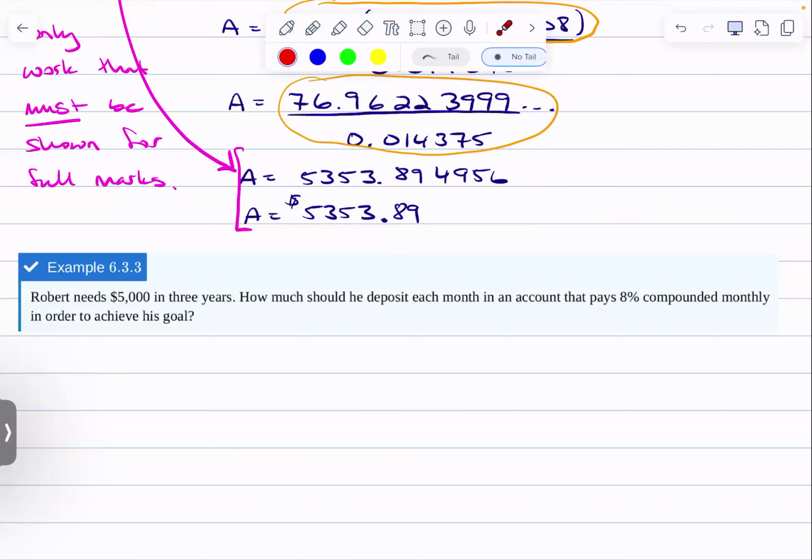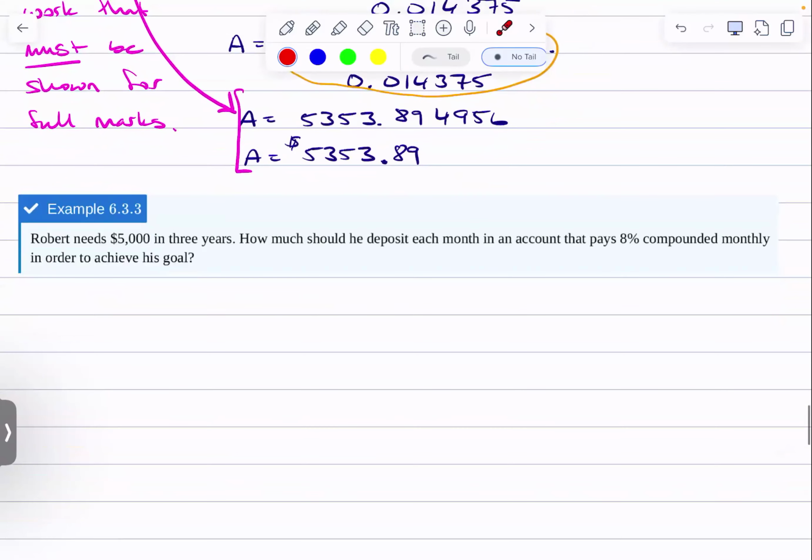How about this one? Here's a different one. Robert needs $5,000 in 3 years. That can happen, right? We have savings goals. And so how much should he deposit each month in an account that pays 8% compounded monthly in order to achieve his goal? That's kind of an interesting problem. So what is it that we need to find? How much should he deposit? We want to find M. That's a new one.